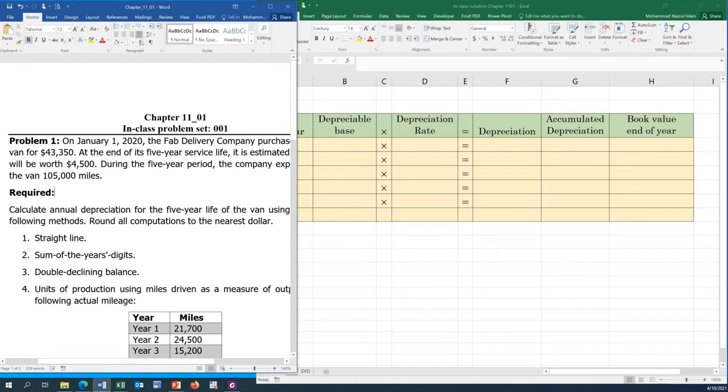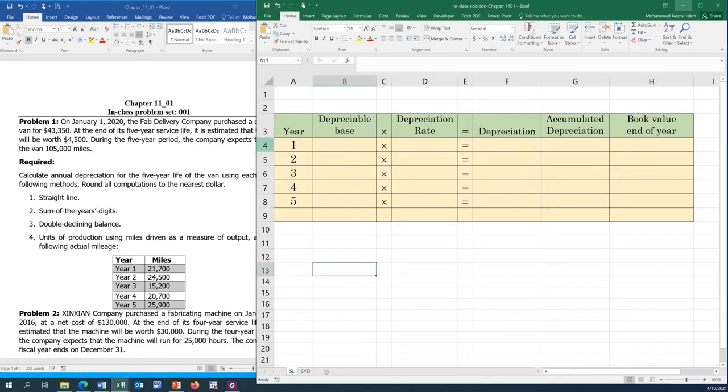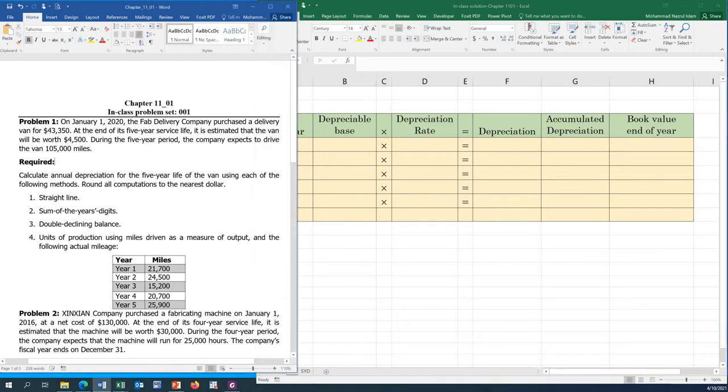The first one is, so this problem will be on learn. On January 1, 2020, the Fab Delivery Company purchased a delivery van for 43,350. This is the initial cost. At the end of its 5-year useful life, its estimated value is 4,500, which is the residual value.